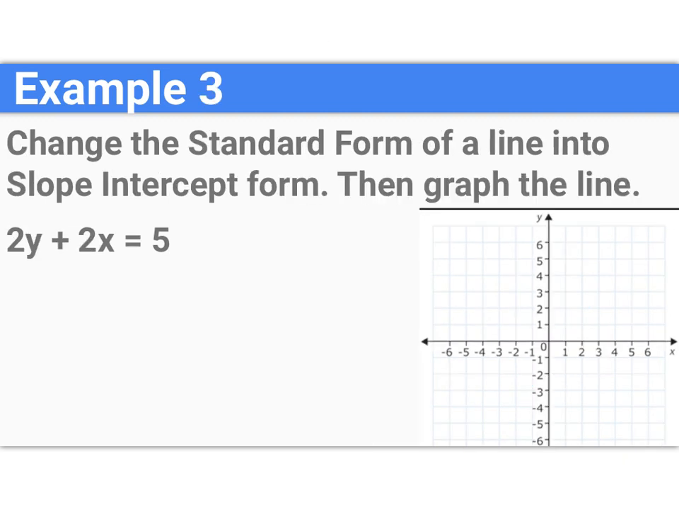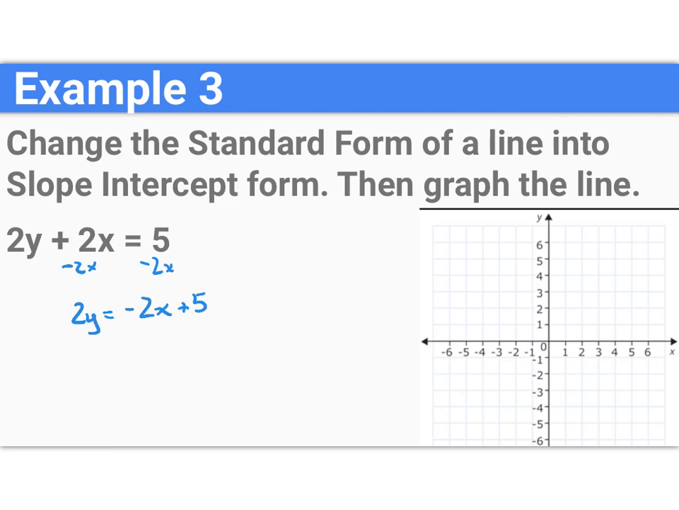Okay, let's look at our next example. Change the standard form of a line into slope-intercept form, then graph the line. So you will be asked to do this a lot, changing forms. So we first want to subtract 2x from both sides because we have to isolate the y. Negative 2x plus 5. You cannot add a letter to a number.